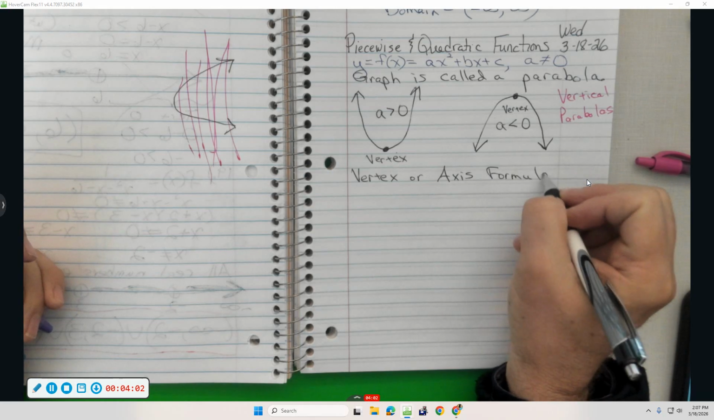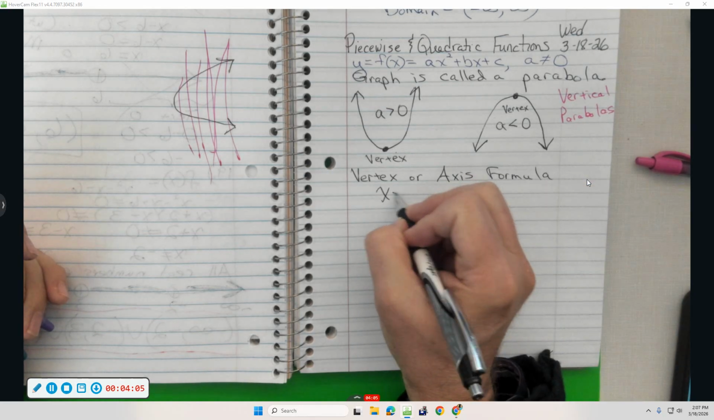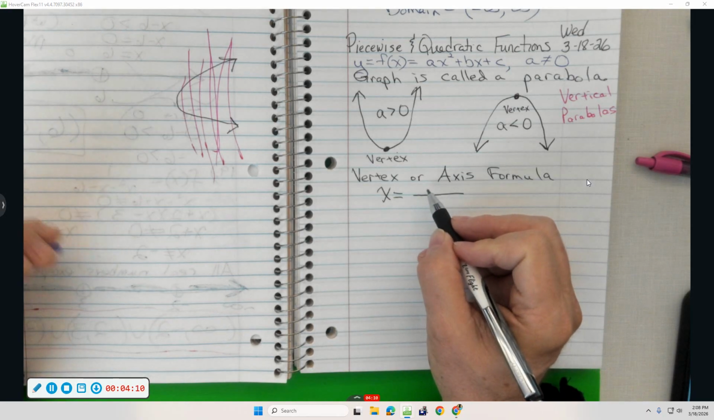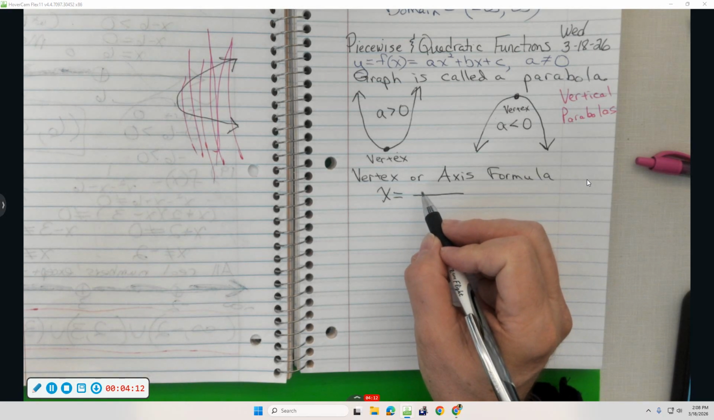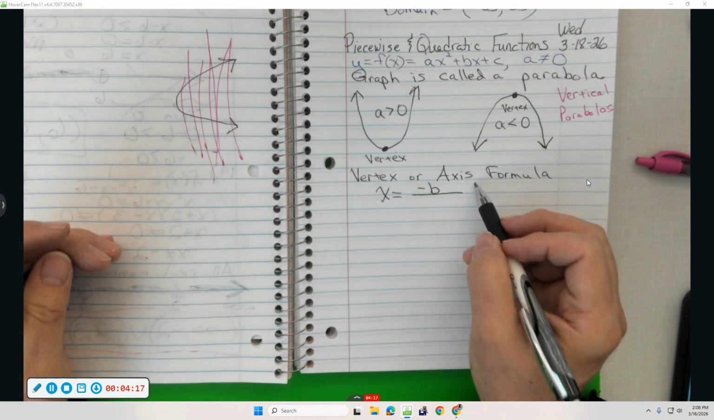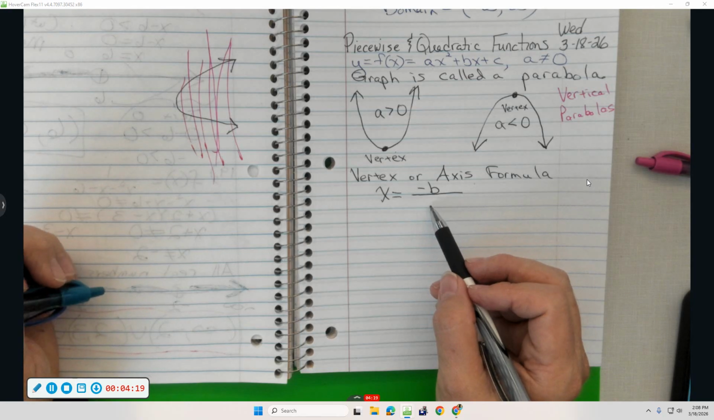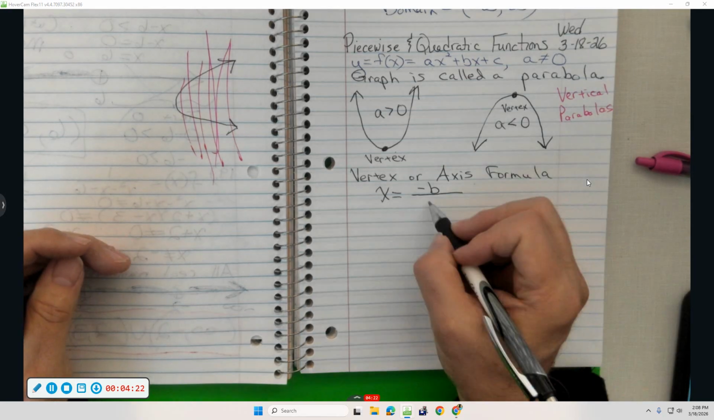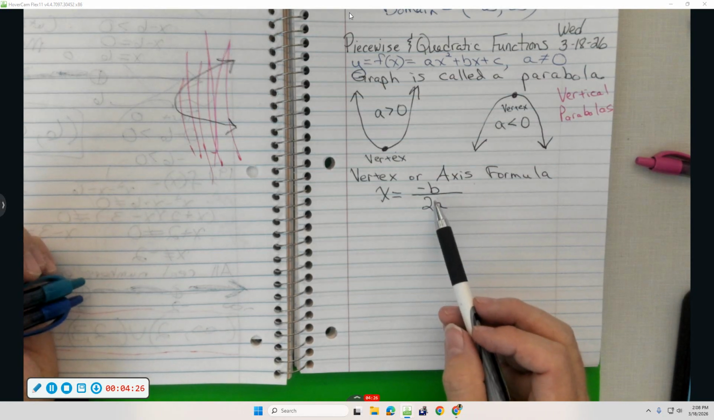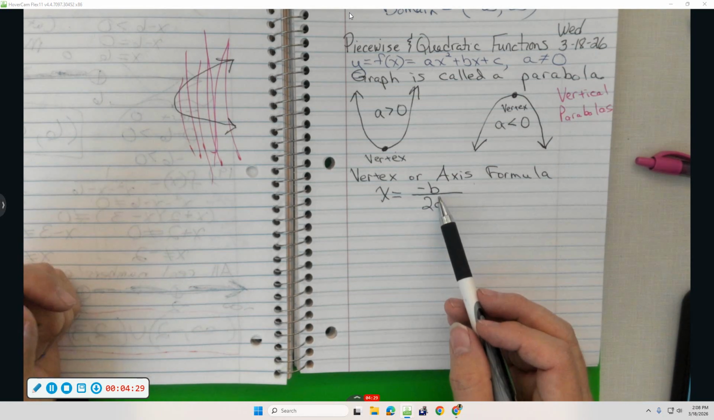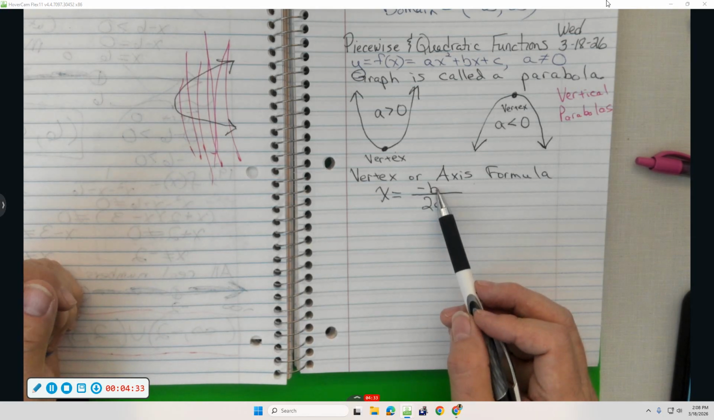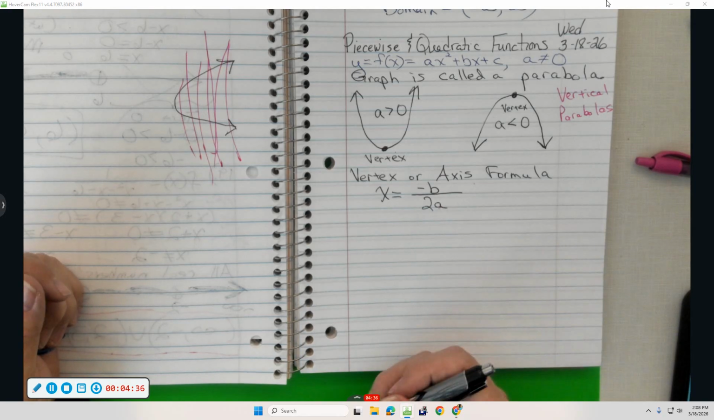Y'all remember the quadratic formula? Did y'all get it started? X equals... What's the first thing that goes up here? Negative b plus minus square root of b squared minus 4ac all over. What's the denominator of the quadratic formula? 2a. There it is. There's the axis formula. This vertex or axis formula is just the quadratic formula without all the messy stuff. Just the negative b and then over 2a.